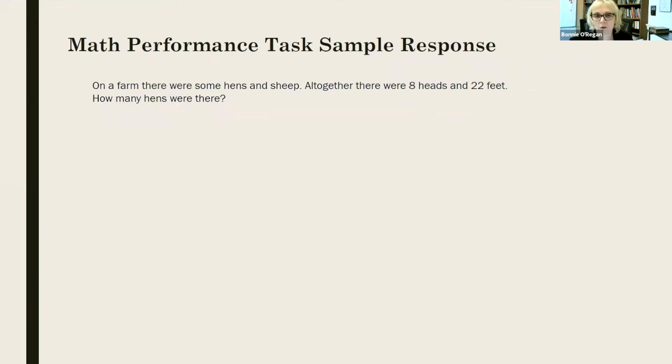Now, I happen to be a mathematician and I look at this and I say, H plus S equals 8. 2H plus 4S equals 22. Oh, this is the systems of equations. How can they possibly do it?